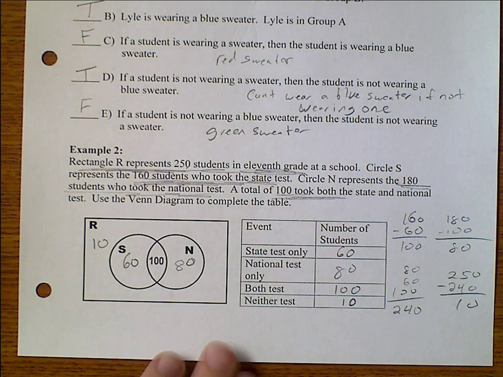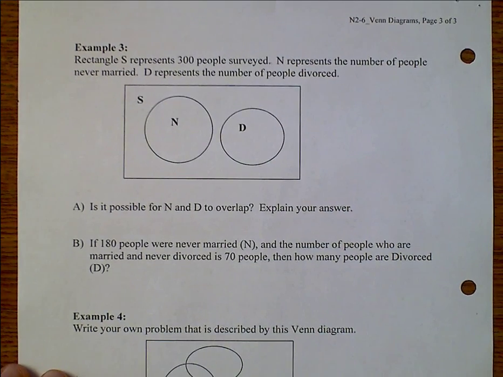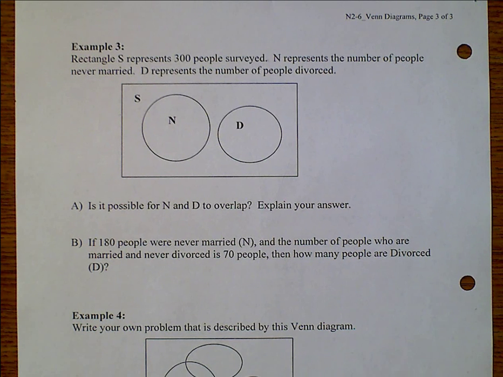Let's go ahead and take a look at another Venn diagram. Here, S represents 300 people who we surveyed. N is the ones who were never married. And D is the ones who were divorced. And our first question is, is it possible for N and D to overlap? Our picture says they don't, but we need a logical reason to explain why.